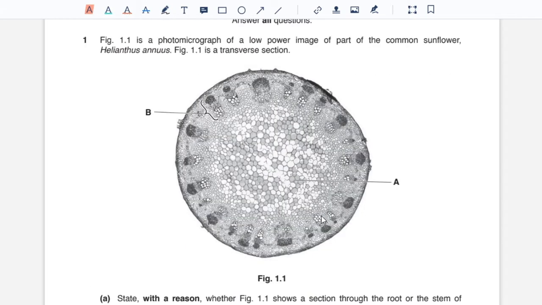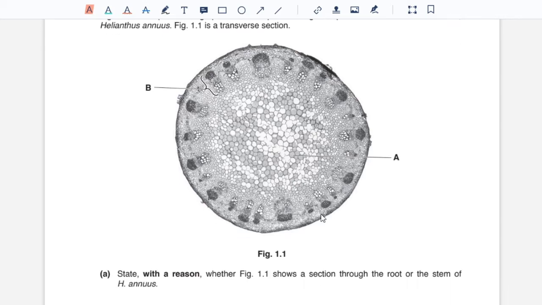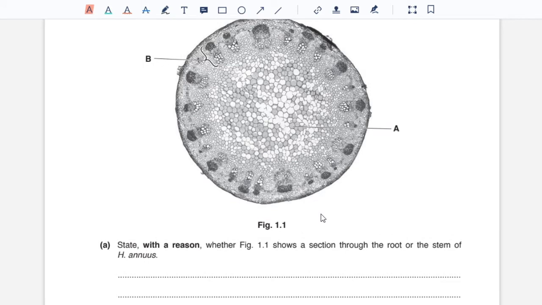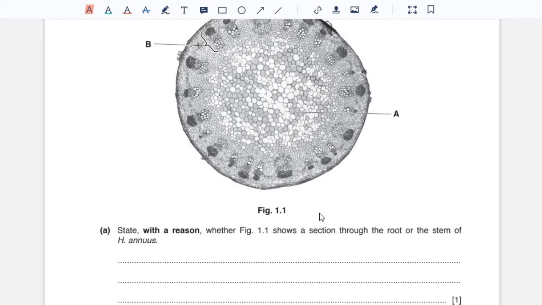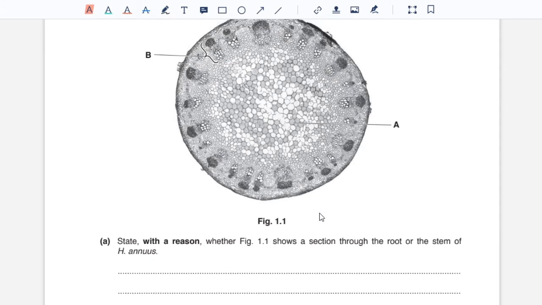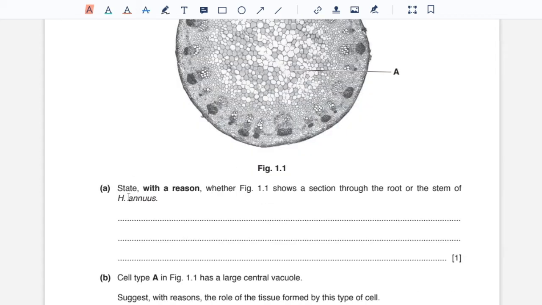1. Figure 1.1 is a photomicrograph of a low power image of a part of the common sunflower, Helianthus annuus. Figure 1.1 is a transverse section. A. State with reason whether figure 1.1 shows a section through the root or the stem of the plant. So this would be the stem because you've got vascular bundles, these structures around the edges of the image.